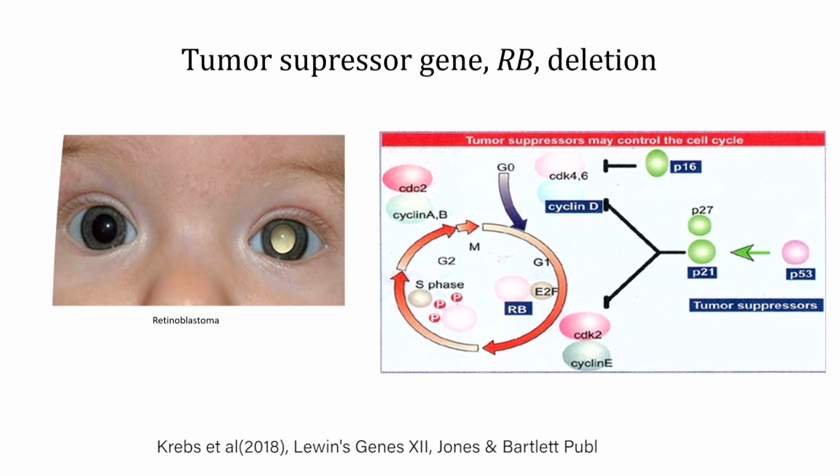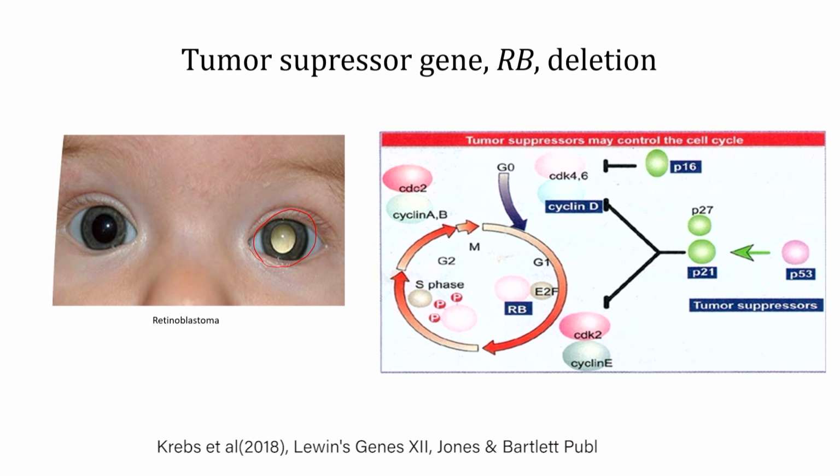Another example of deletion is from tumor suppressor gene RB. This RB name has come from retinoblastoma. You can see here, this child is having tumor in the eye. This is the tumor of retina and this is called retinoblastoma. If the eye is not removed, this child will have cancer spread and finally will die.